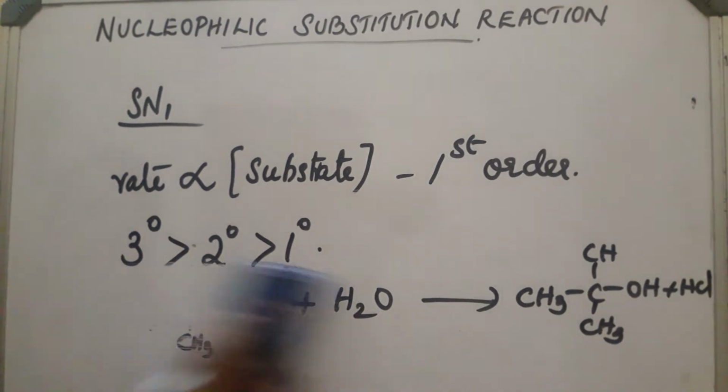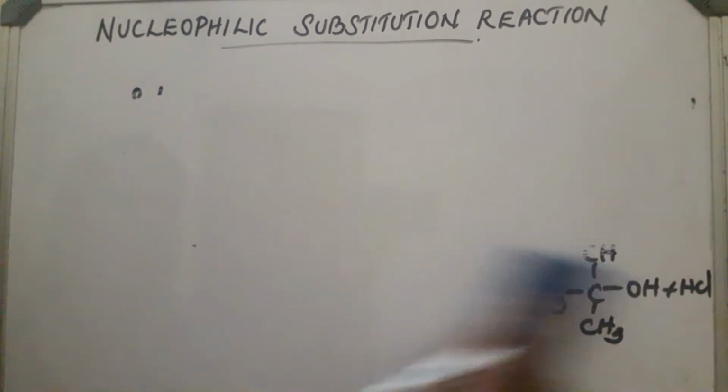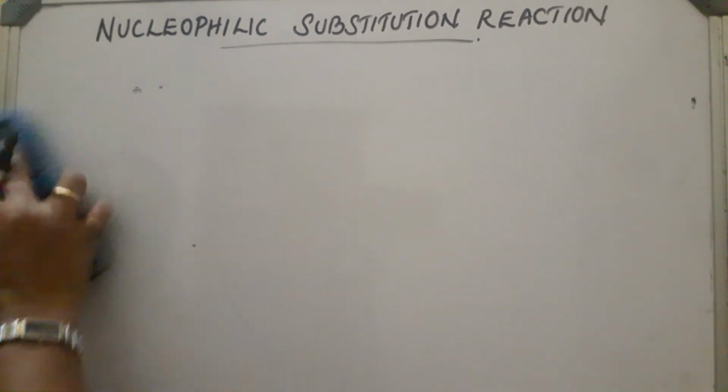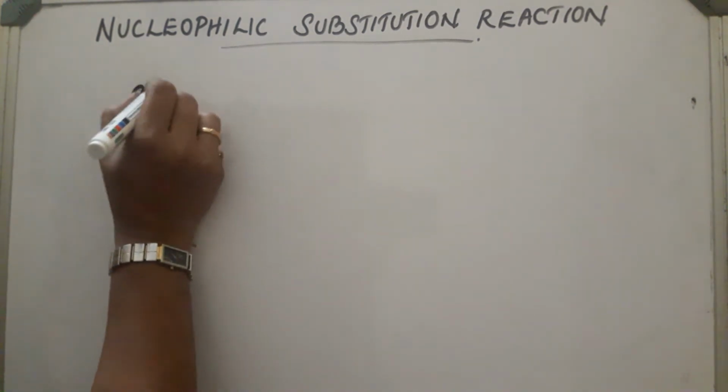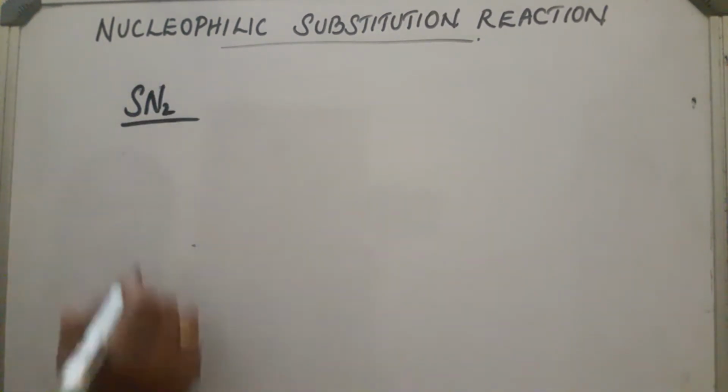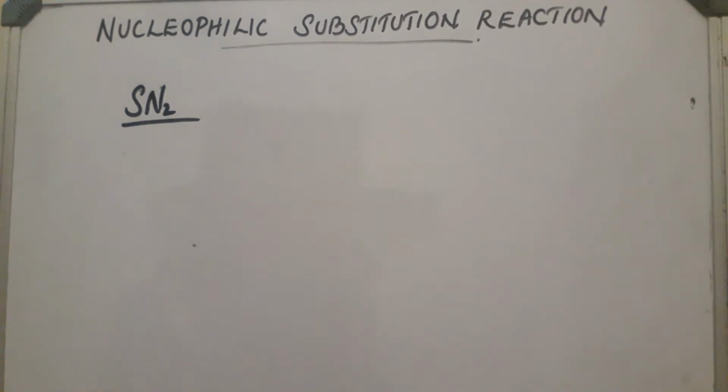Now, the second type is the SN2 reaction, or bimolecular reaction. It is a second order reaction. In this case, the nucleophilic attack, the product formation and the leaving of the leaving group from the site take place simultaneously. So both the concentration of the substrate and the nucleophile take part in the reaction. So it is a second order reaction.